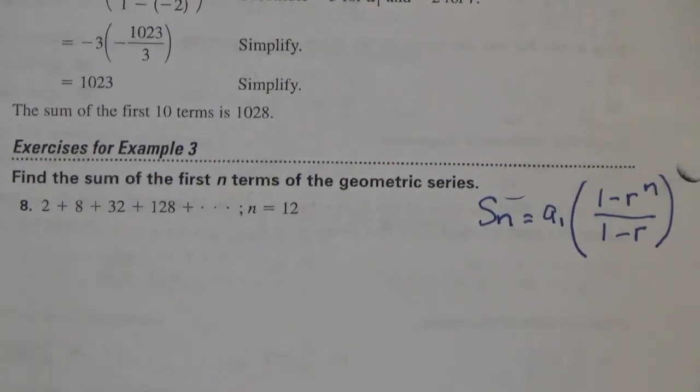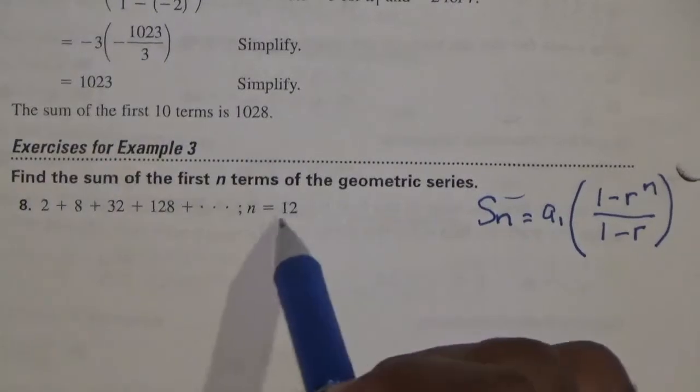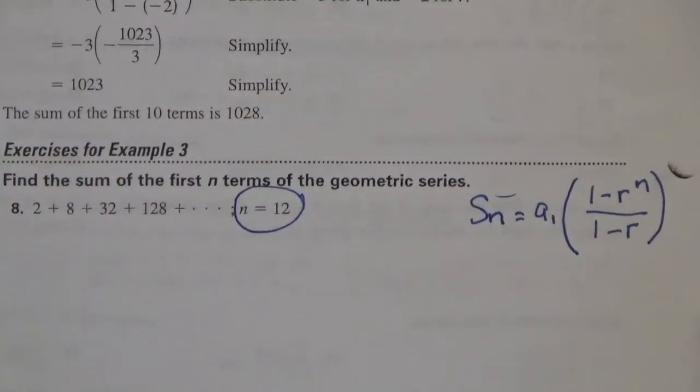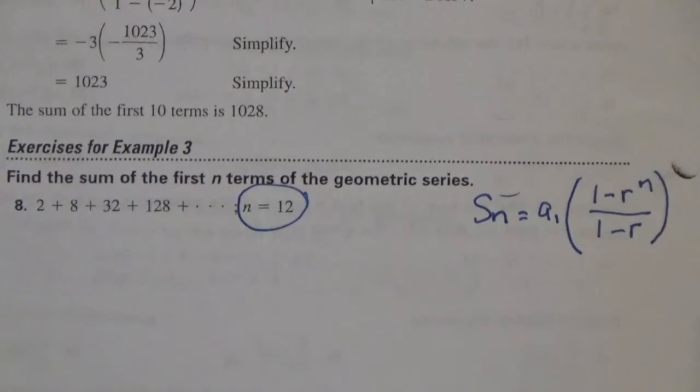All right, and they tell us that n is equal to 12. So we're looking for the sum of the first 12 terms. As long as we can figure out what the first term is and what our common ratio r is equal to, we can solve this.